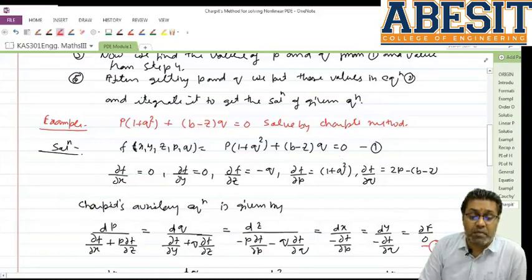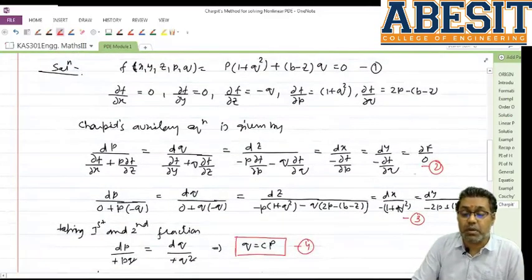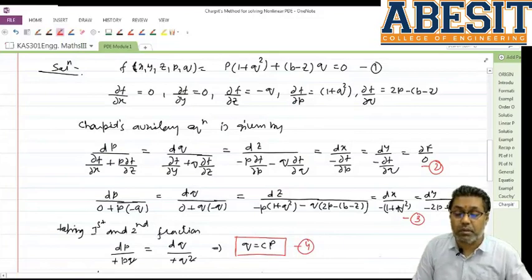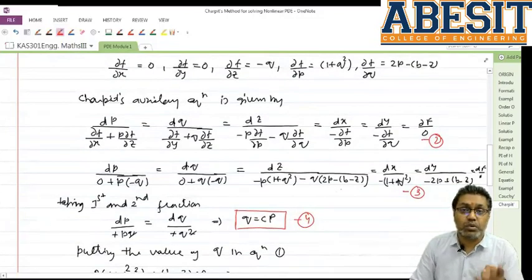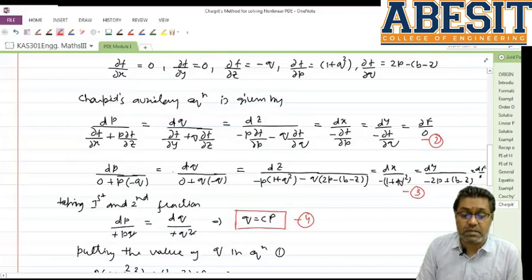Then we find del f upon del x, del f upon del y, del f upon del z, del f upon del p and del f upon del q. And then we write our Charpit auxiliary equation, which is given by this equation number 2. And we put all these values which is required in this Charpit equation. So we concluded this equation number 3. And we take 2 suitable factors such that the solution would be these 2 factors, at least one p or q must be there. So here we took first and second fraction.